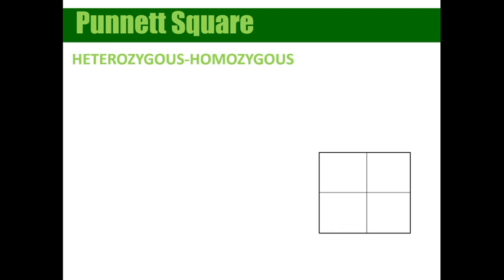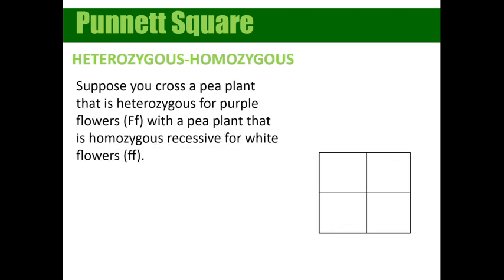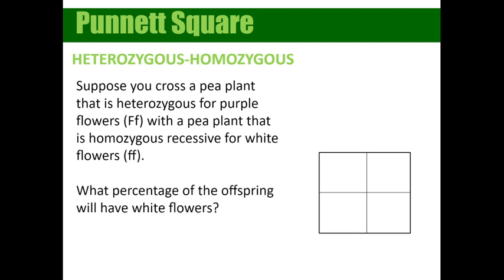Now, how about a heterozygous and a homozygous cross? So, suppose you cross a pea plant that is heterozygous for purple flowers, which is big F, little f, with a pea plant that is homozygous recessive for white flowers. So remember what I told you. Make sure that you keep in mind that you're crossing that heterozygous purple flower with a homozygous recessive white flower. And remember that purple is dominant to white. So what percentage of the offspring will have white flowers? And what is the phenotypic ratio?